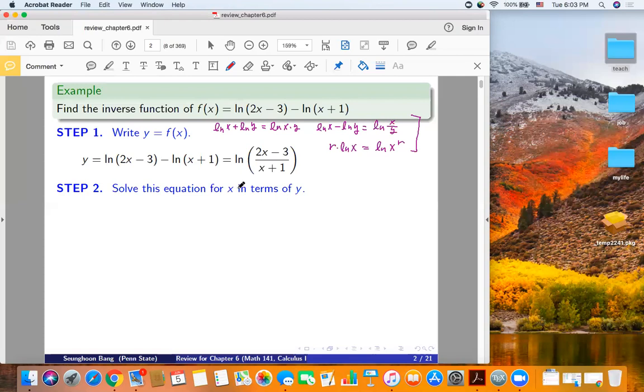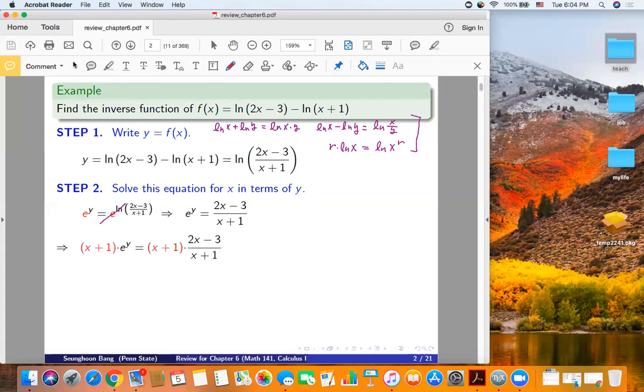Yeah, it's a good idea. You can take e, you're right. So we can take e, the both sides. So automatically the e ln cancelled. We can use cancellation equation. So we have e to the y equals 2x minus 3 over x plus 1. The next, you multiply the both sides by the denominator x plus 1.